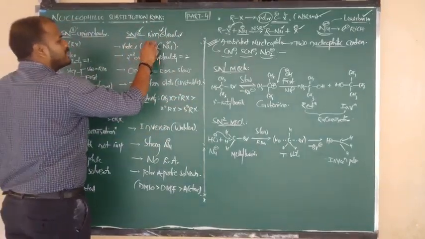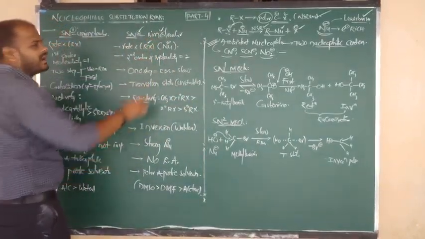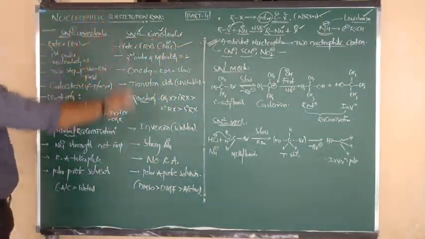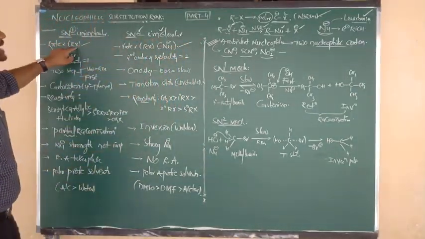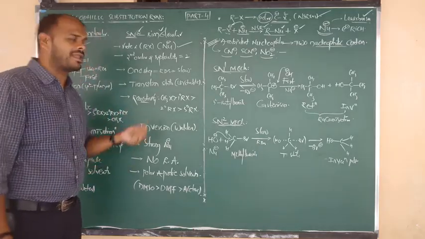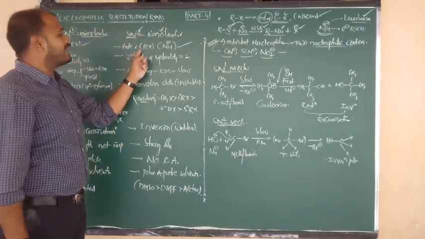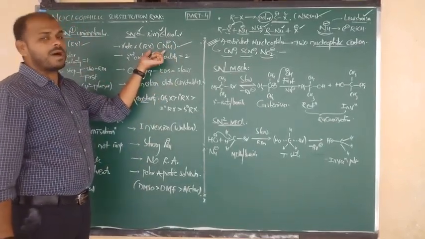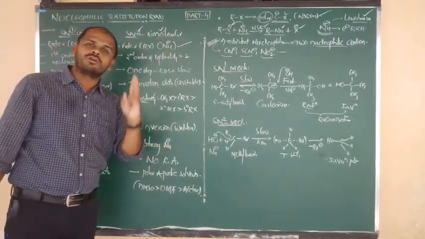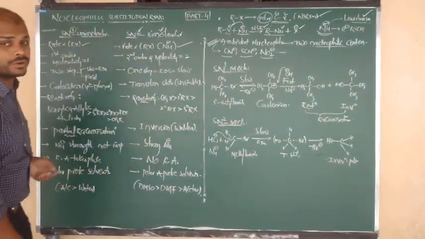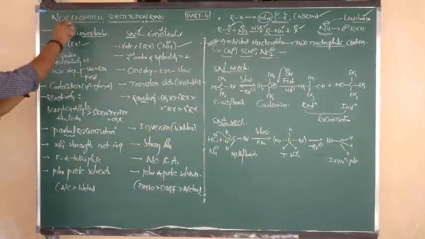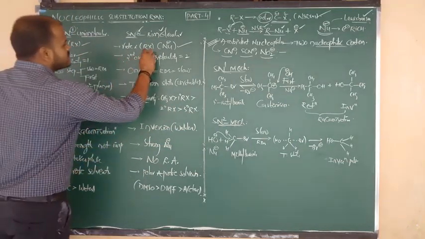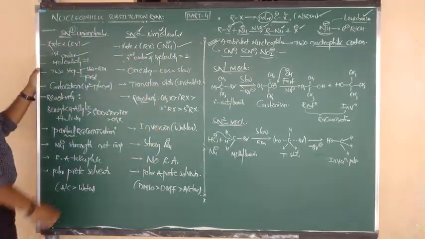One depends on the concentration of alkyl halide, and one more depends upon the concentration of what? The nucleophile. So in SN1, the rate is directly proportional to the concentration of alkyl halide, and in SN2, the rate depends upon the concentration of alkyl halide and nucleophile, two molecules. So rate depends upon two molecules means bimolecular nucleophilic substitution reaction. SN1 follows first order kinetics, SN2 follows second order kinetics.